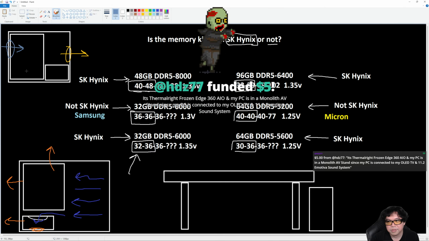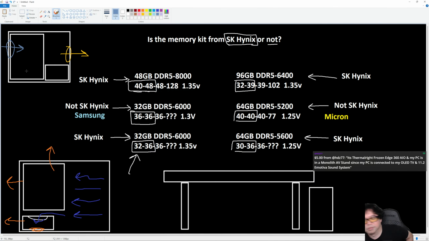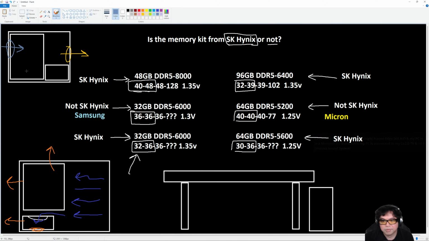It's Thermalright Frozen Edge 360 AIO and my PC is in a monolith AV stand since my PC is connected to my OLED TV and 11.2 Emotiva sound system. It's Thermalright. So you got a Thermalright AIO. Okay. Huh.